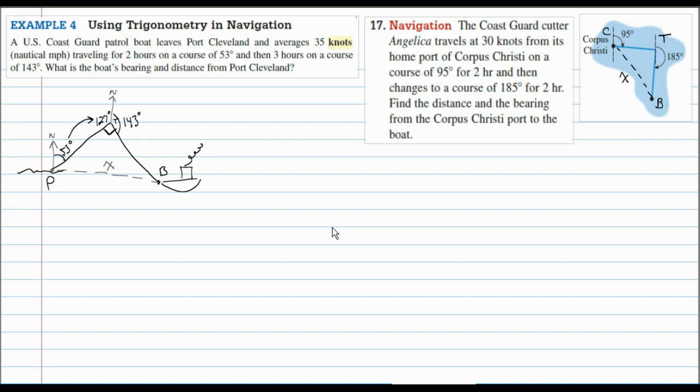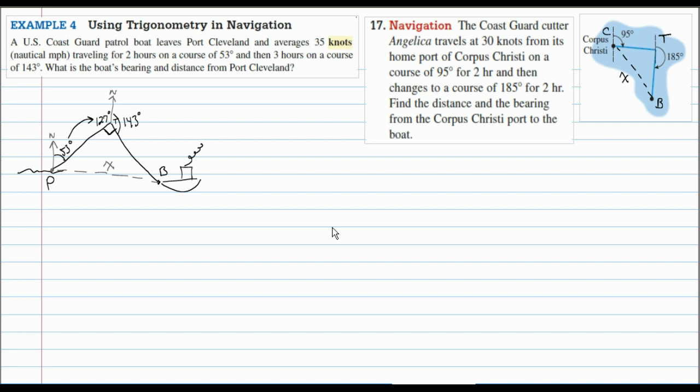A U.S. Coast Guard patrol boat leaves Port Cleveland and averages 35 knots, or nautical miles per hour, traveling for 2 hours on a course of 53 degrees, and then 3 hours on a course of 143 degrees. What is the boat's bearing and distance from Port Cleveland?